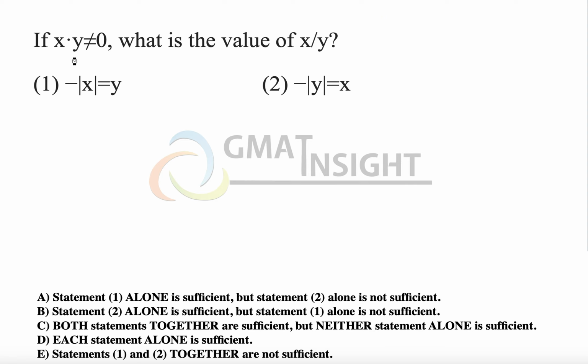If x into y is not equal to 0, that means they are non-zero numbers. What is the value of x over y? So we need to have a unique value of x over y to answer this question. The first statement: negative mod x is equal to y.